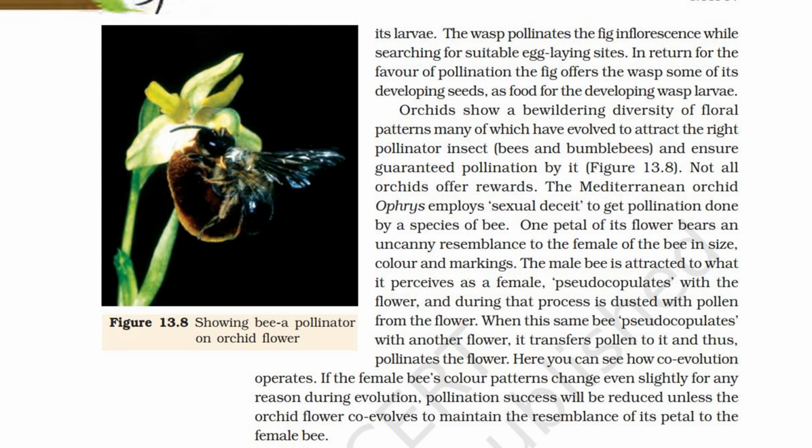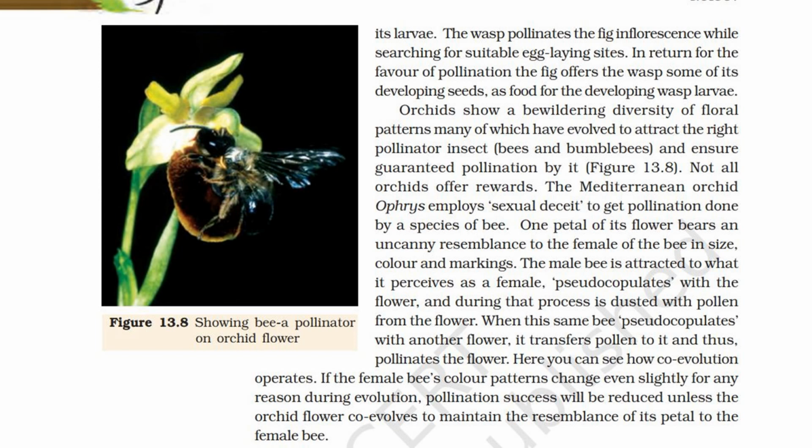The wasp pollinates the fig inflorescence while searching for suitable egg-laying sites. In return for the favor of pollination, the fig offers the wasp some of its developing seeds as food for the developing wasp larvae. Orchids show a bewildering diversity of floral patterns, many of which have evolved to attract the right pollinator insect, bees and bumblebees, and ensure guaranteed pollination by it. Not all orchids offer rewards.